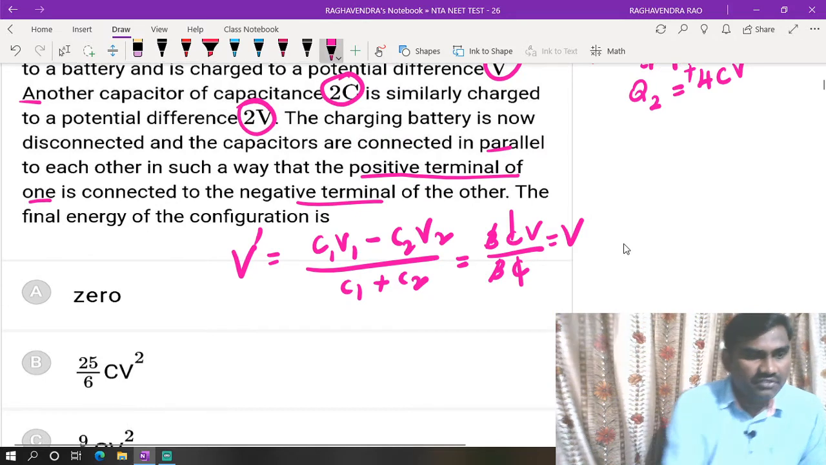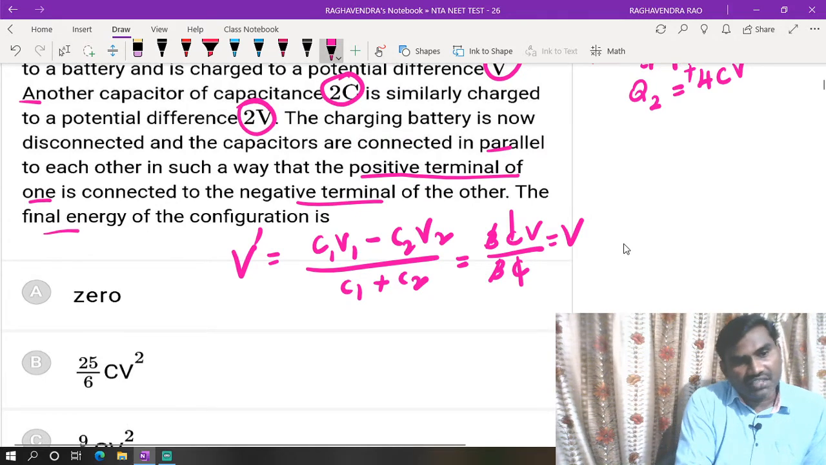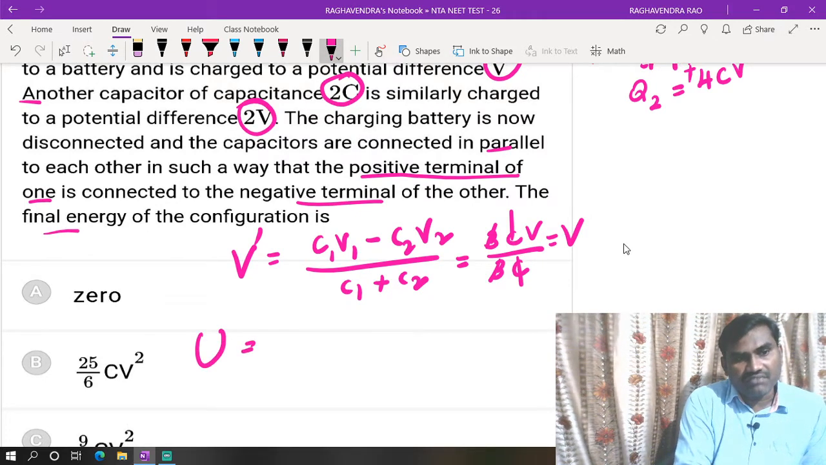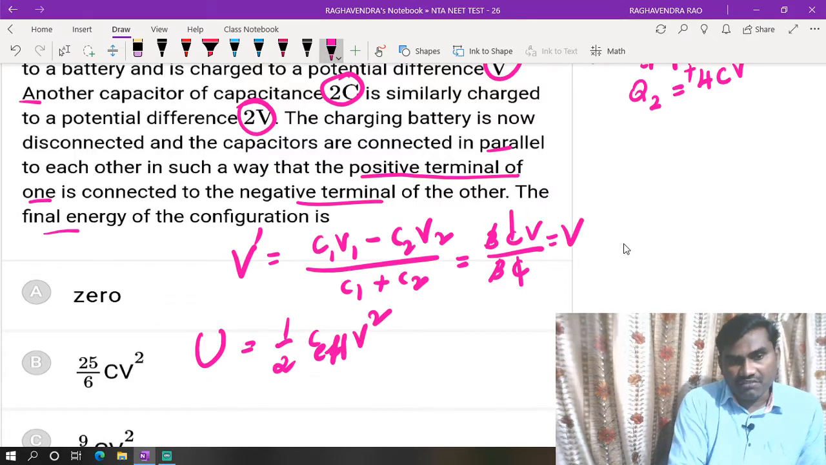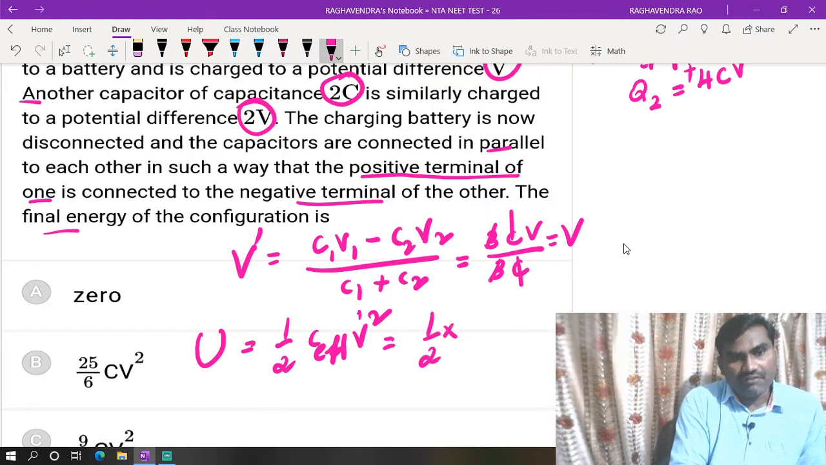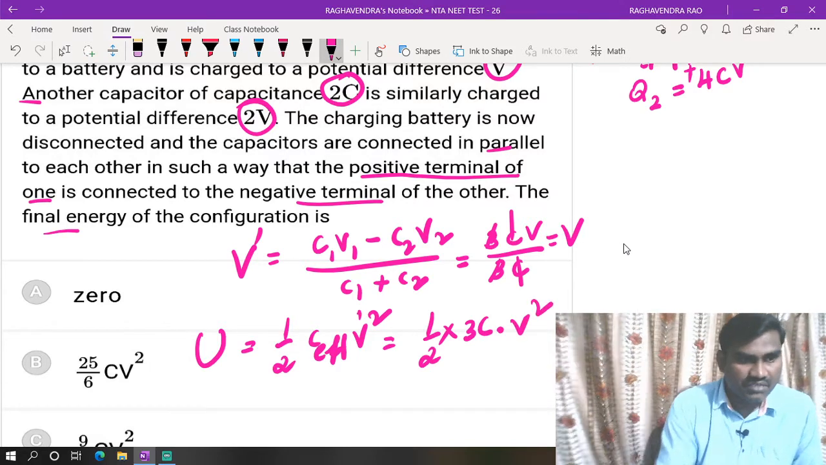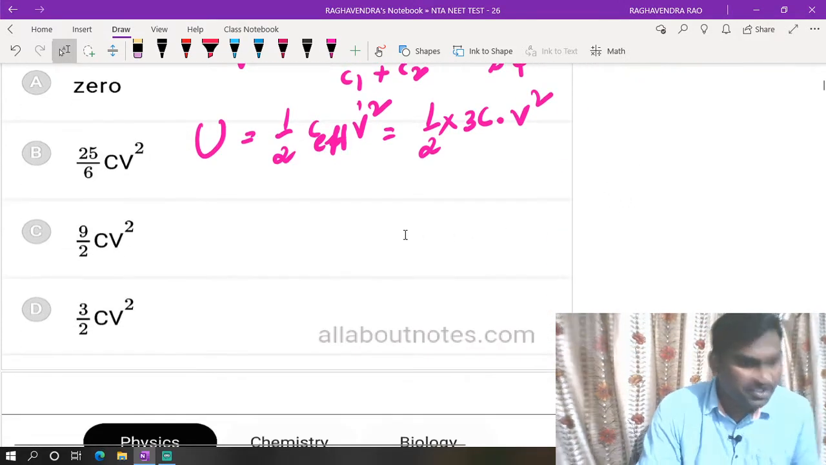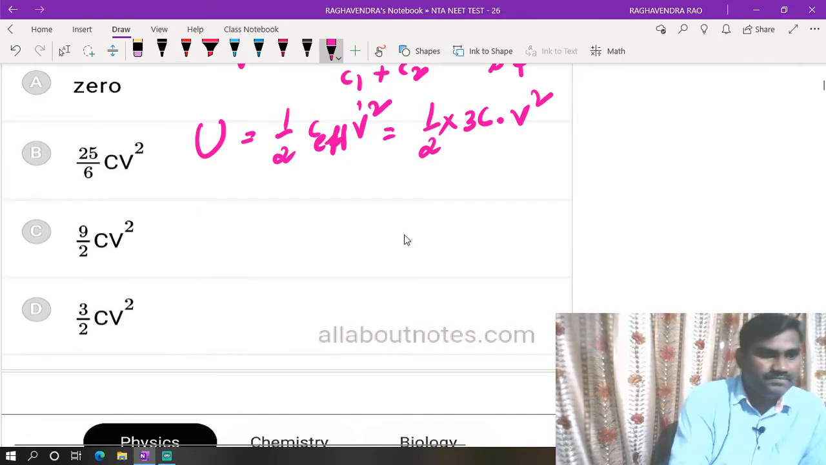Now what they are asking is: what is the final energy of the configuration? The final energy of the configuration will be half C effective into potential V squared, or we can take it as V dash squared. Here, half into effective capacitance, as they are connected in parallel, we can take CV. This is V squared. That means 3 by 2 CV squared. That is in option D.